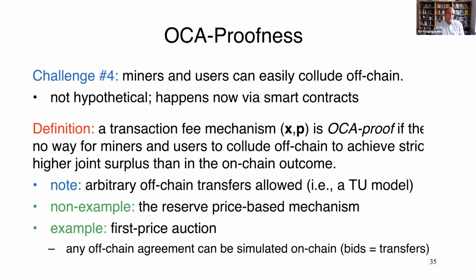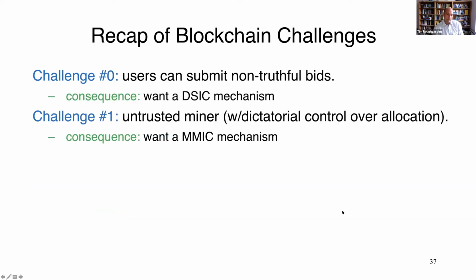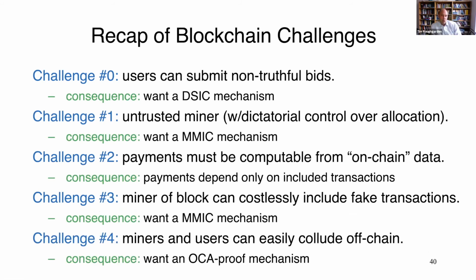And so then, I hope, I've set this up, right? So here are the challenges reviewed. And again, I've shown you these formal definitions. Again, truthfulness or DSIC, MMIC, OCA proof. We've seen several auction formats, none of which satisfy all three, right? First price auctions are not truthful or not DSIC. Vickrey auctions and VCG mechanisms are not MMIC because fake transactions help miners. And the reserve price-based mechanism is not OCA proof because of the evasion of that reserve price.